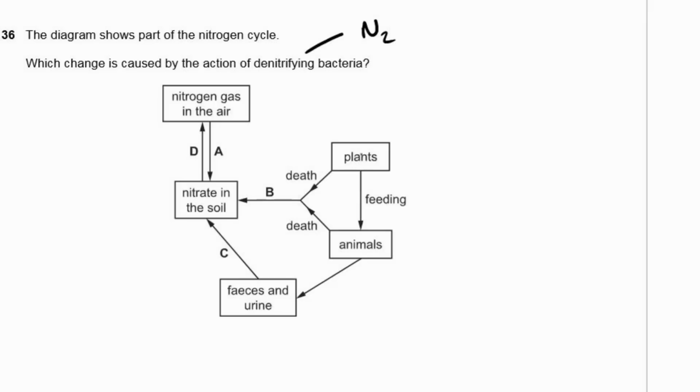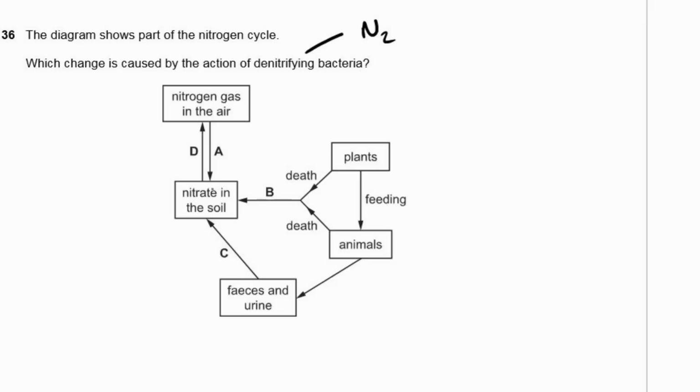So let's start with the plant. Plant dying and producing nitrates in the soil. No, that's not denitrifying. And plants being eaten by animals, and then animals producing feces and urine that turn into nitrates in the soil. That's not removing it from the ability to be used by plants, because then they can be converted back into forms that can be used by the plant.